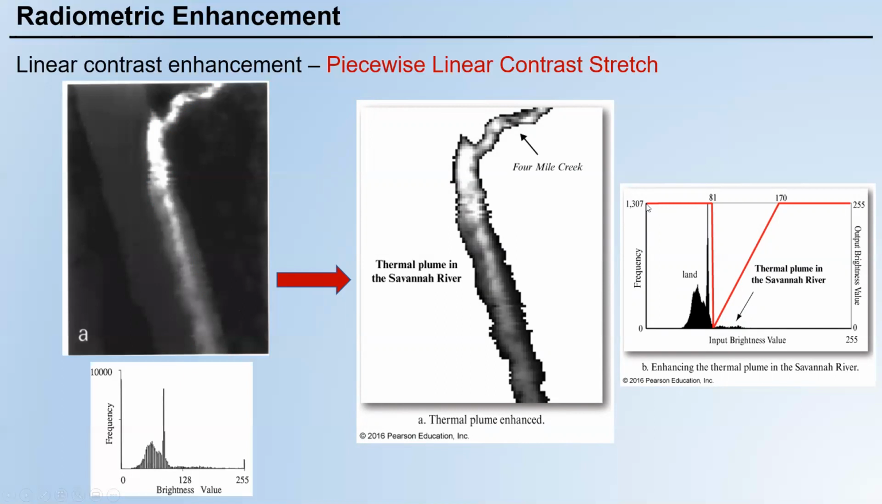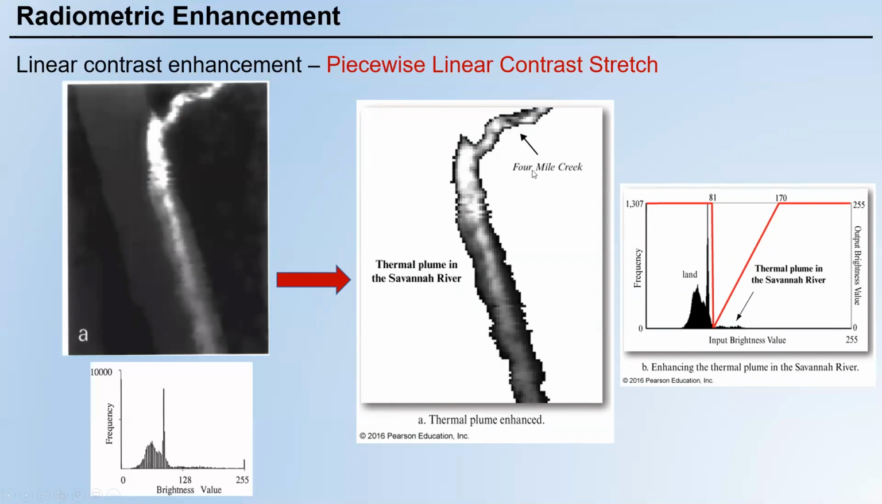So this red curve here is the function used by this enhancement. What does it mean? It means that, in general, the pixels for 4 Mile Creek have a brightness value ranging from 81 to 170. You would ask, how did you get that? That's another story. There are other methods in remote sensing.